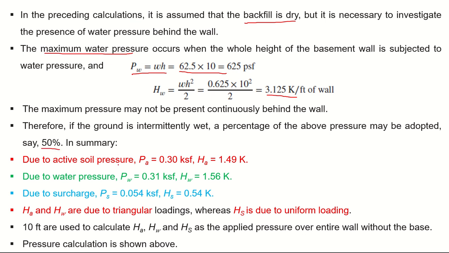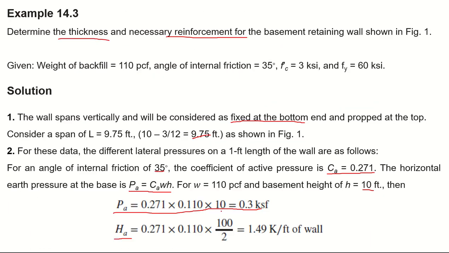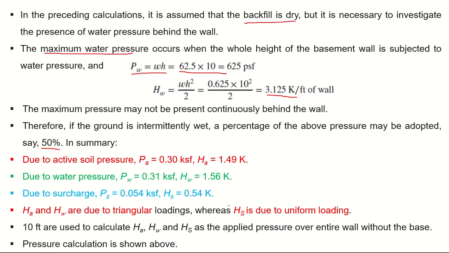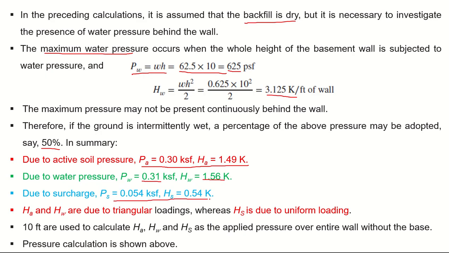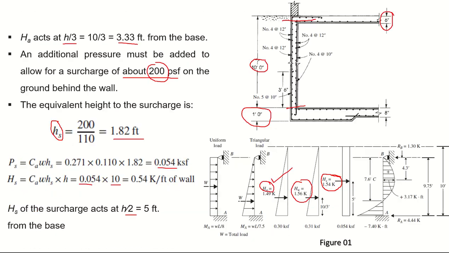So due to active soil pressure, PA is 0.3 and HA is 1.49. Due to water pressure, we are taking 50% of 625, which is 0.31, and 50% of 3.125, which is 1.56. And last but not least, due to surcharge, PS is 0.054 and HS is equal to 0.54. So we have all the three pressures and the forces, as presented in this figure.